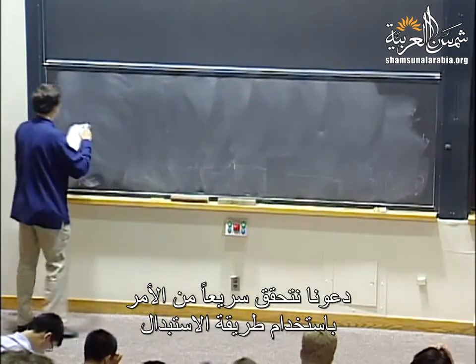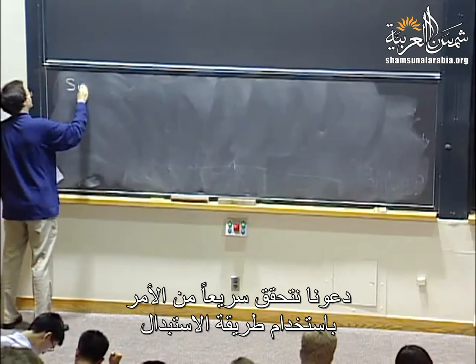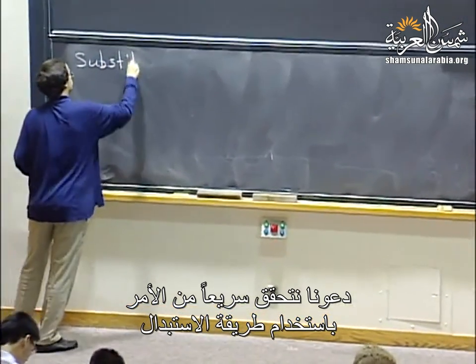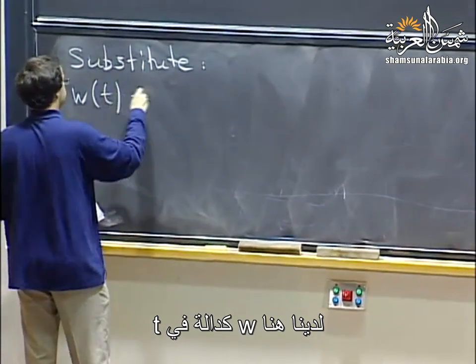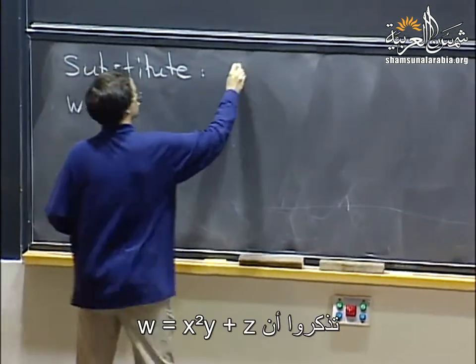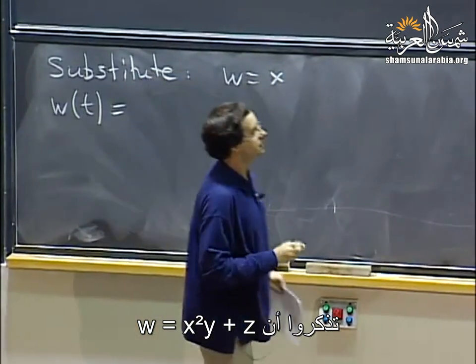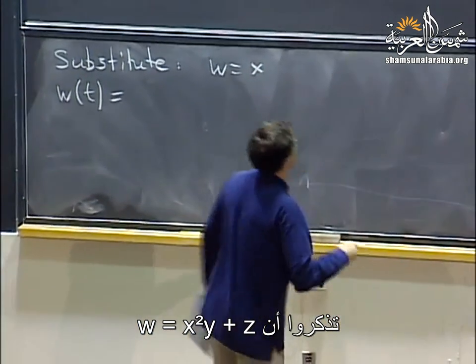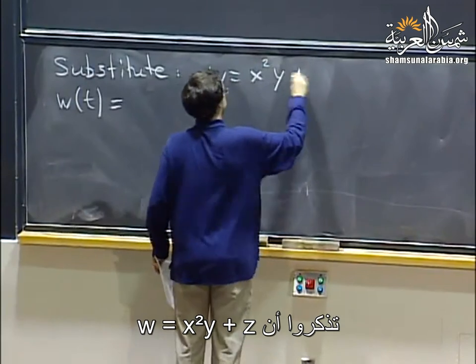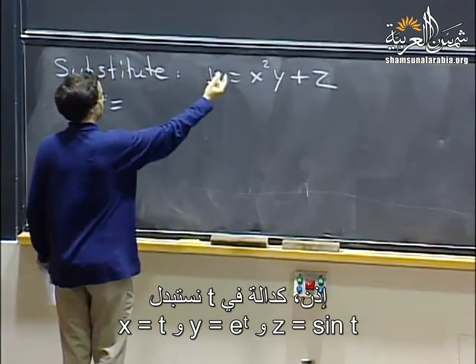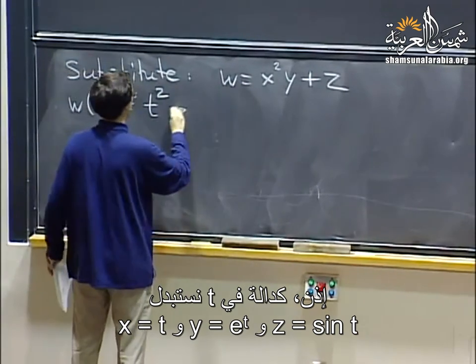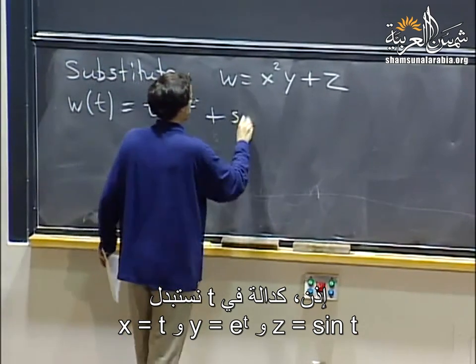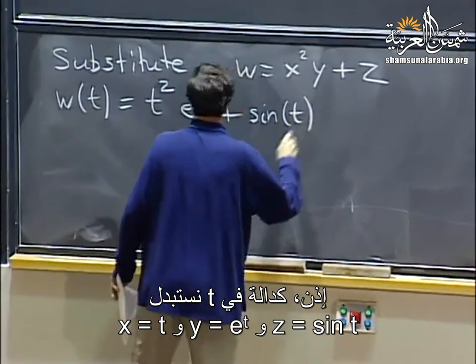So let's just check quickly. The other method would be to substitute. So w as a function of t. Remember w was x squared y plus z. So as a function of t, x was t, so you get t squared, y is e to the t, plus z was sine t.